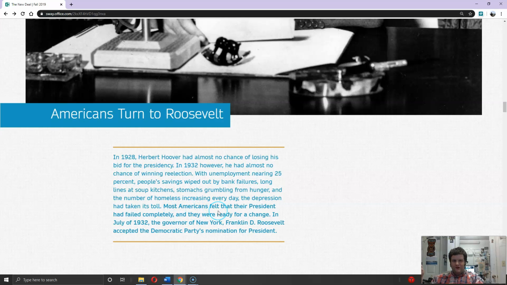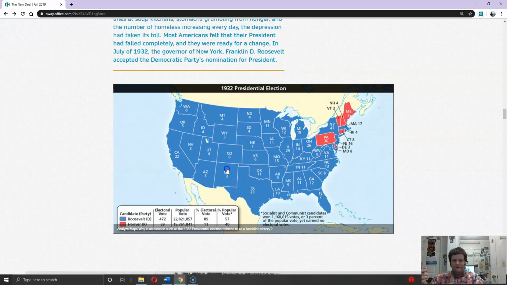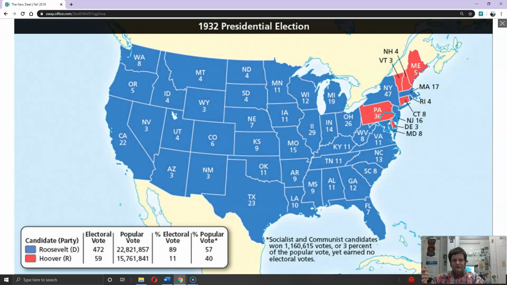It's one of the darker points in American history that doesn't involve a war. And so many Americans felt that FDR was the promise. And so FDR and the Democratic Party offer an alternative to the Republican laissez-faire economic cycle. And this is the election of 1932 results. You'll notice that this is the Electoral College. Pretty much everyone votes blue, votes Democrat. These are the few states that carry the Republican, Hoover.